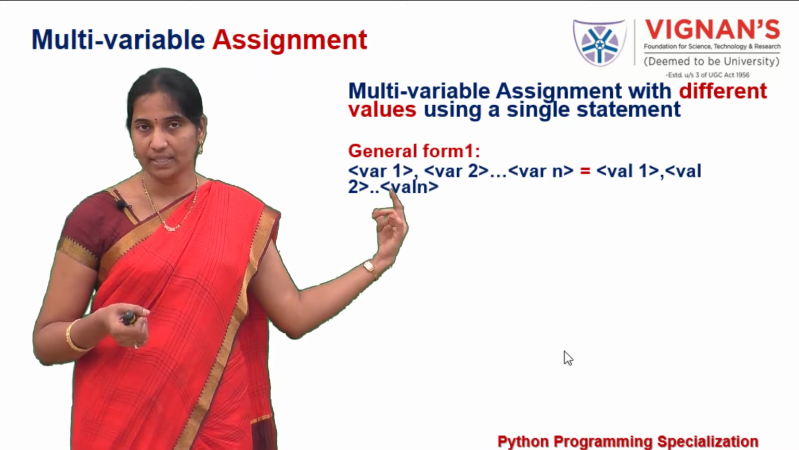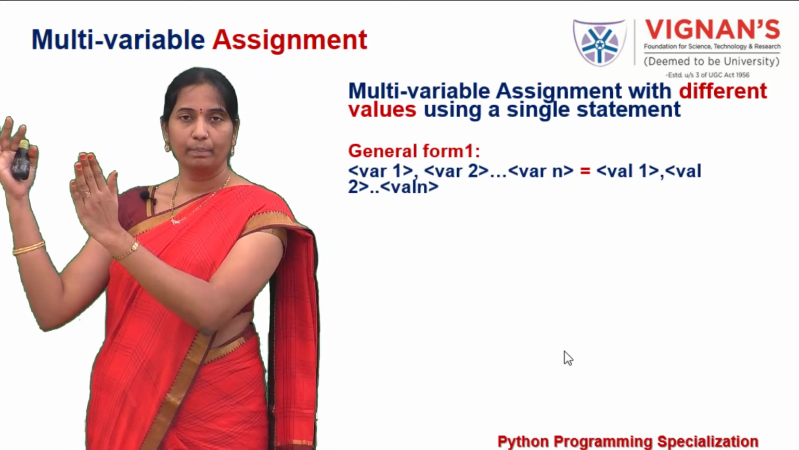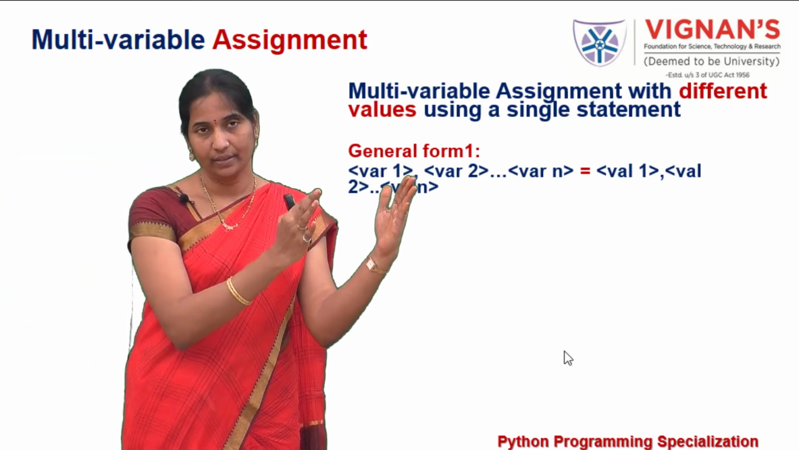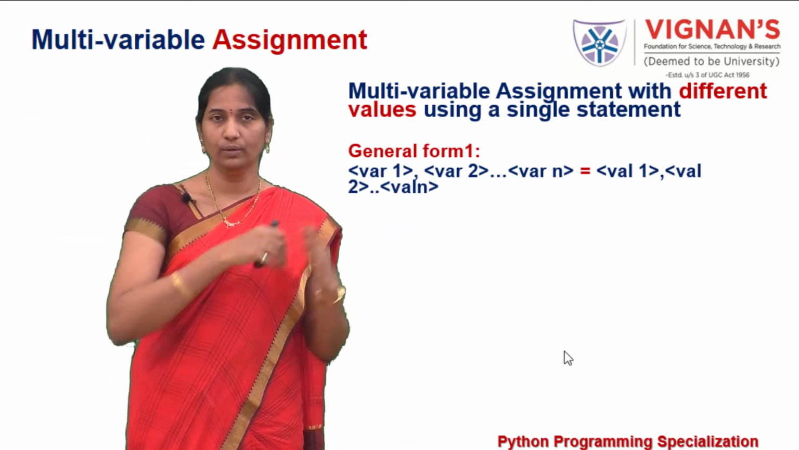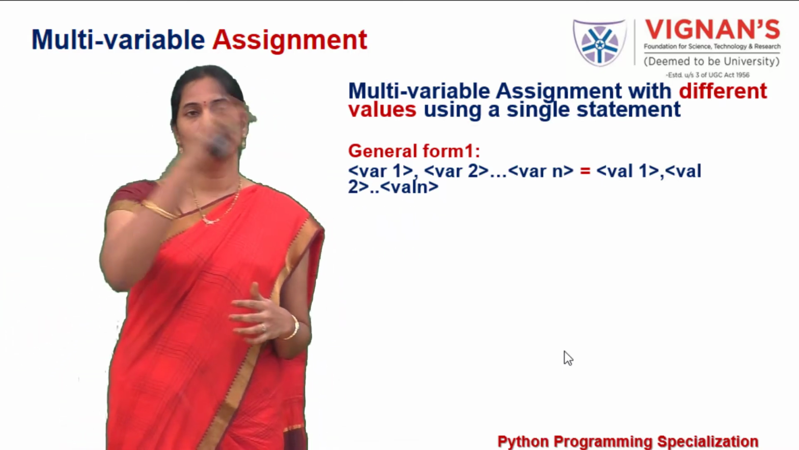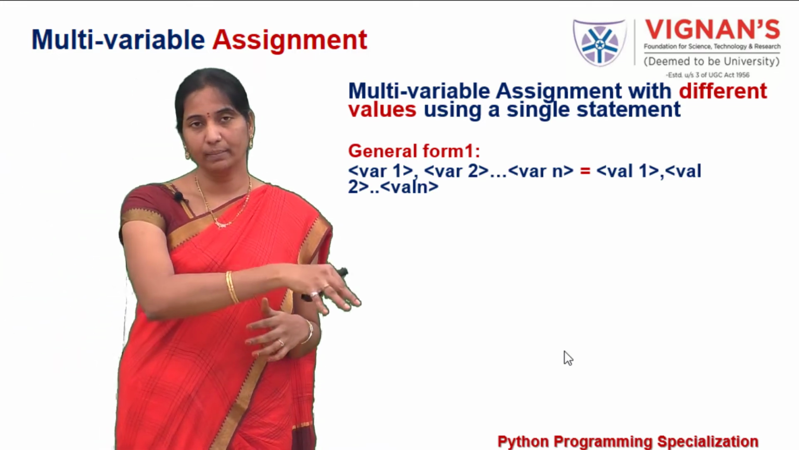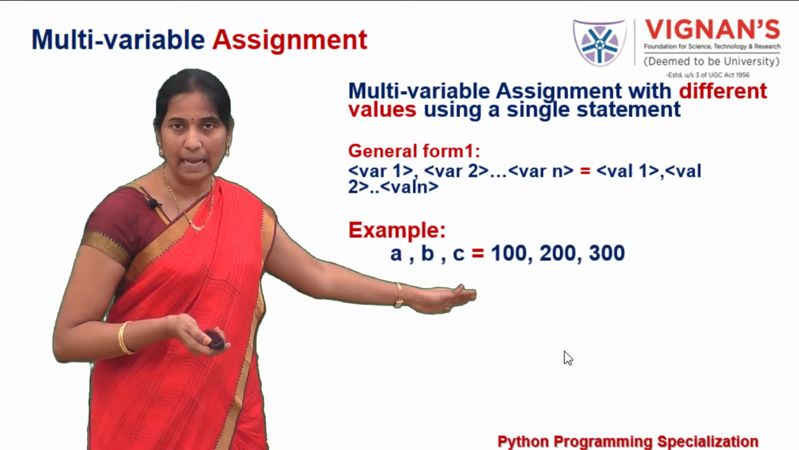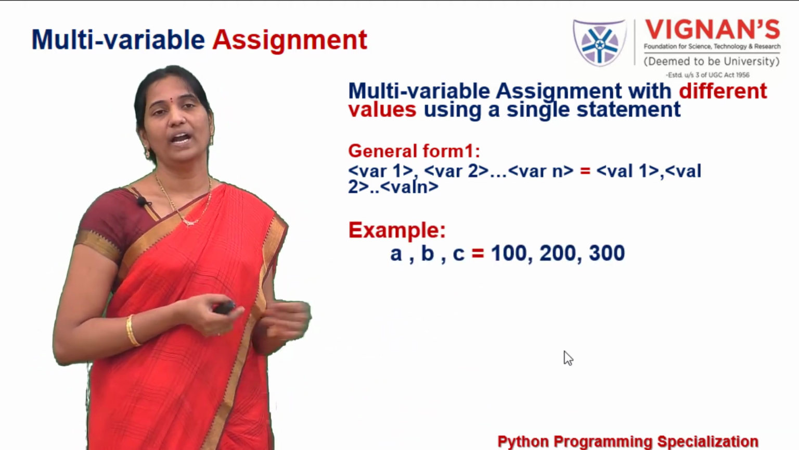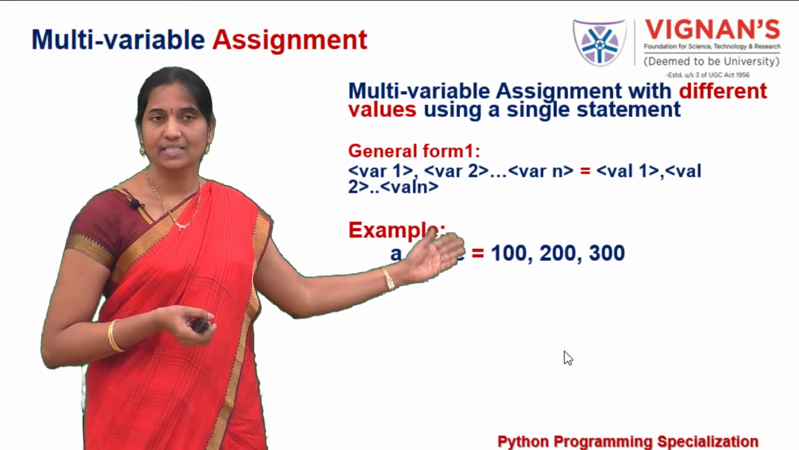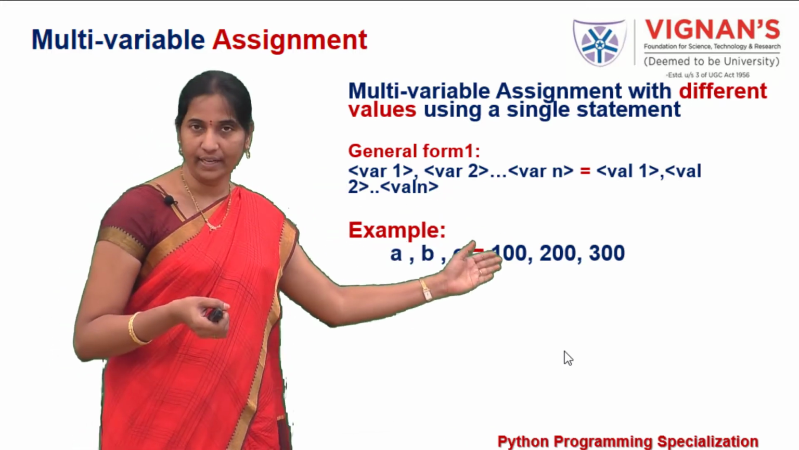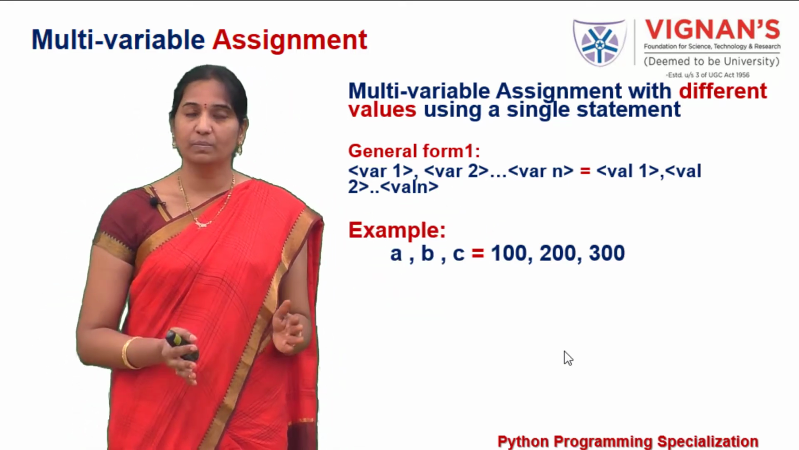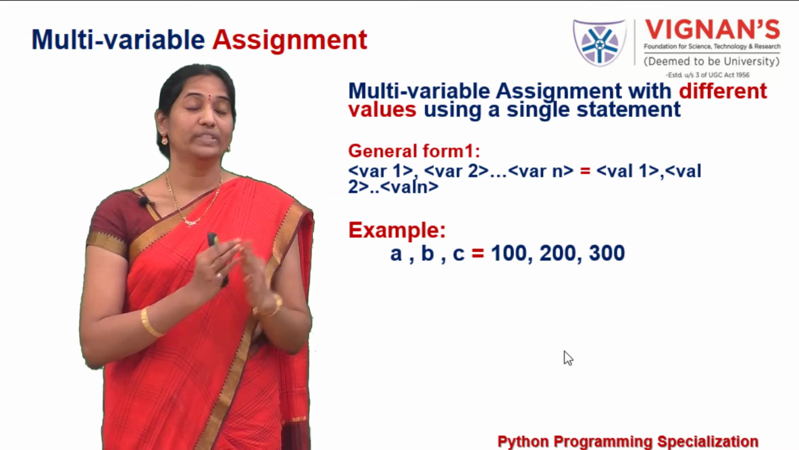Here, all the values provided on the right hand side will be assigned to the variables on the left hand side. The respective values will be assigned to the respective variables. Value 1 is assigned to variable 1, value 2 is assigned to variable 2, and so on, value n is assigned to variable n. Consider this example, a comma b comma c equal to 100 comma 200 comma 300. In this case 100 is assigned to a, 200 is assigned to b and 300 is assigned to c. That's how in Python it is possible to assign multiple variables with different values.